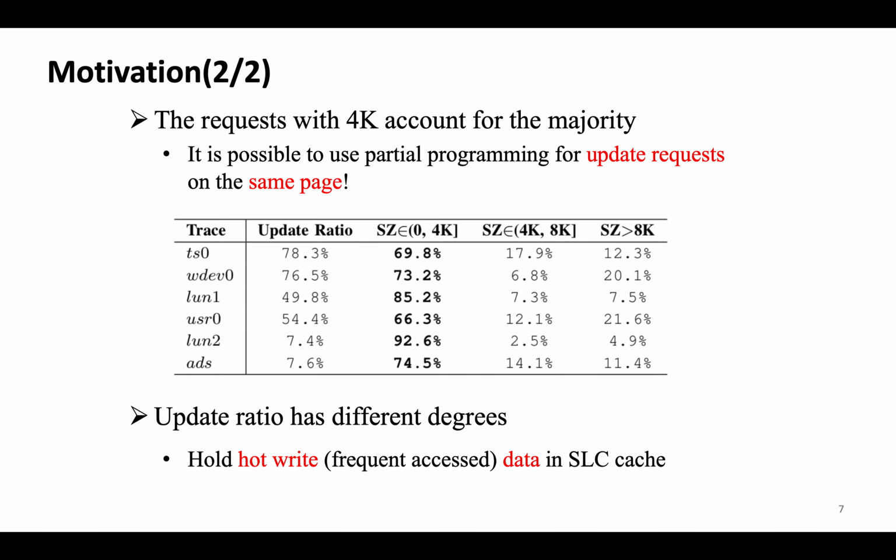On the other hand, 4 kilobyte requests account for a major part according to the table below. So, it is possible to use partial programming for update requests on the same page. Besides, from the table, the update ratio represents different degrees. So, another purpose of this work is how to write data as much as possible in the SLC cache.